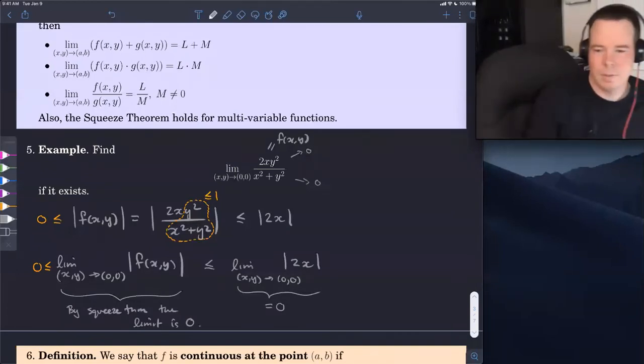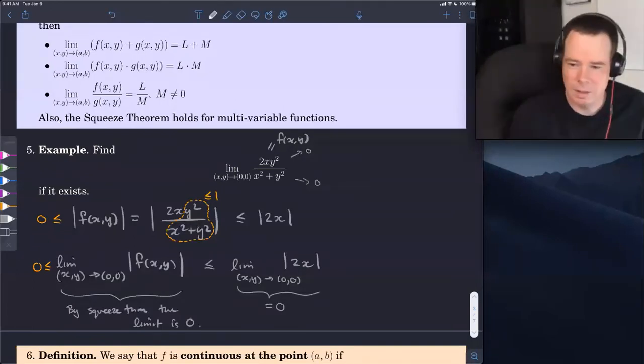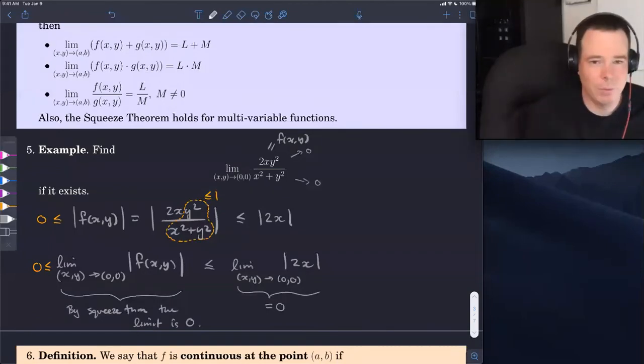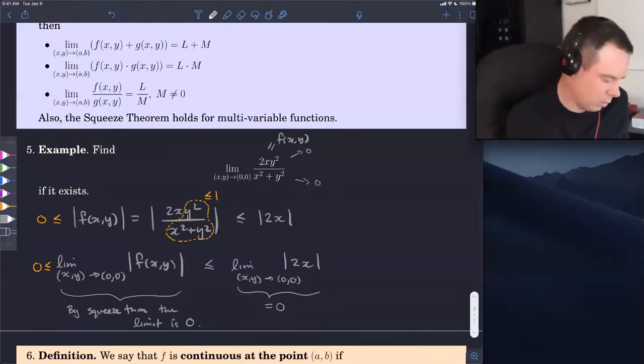So this is the most typical way of how we're going to evaluate the limit. We'll just try to analyze the expression, see if we can convert it to an upper bound that involves just a single variable. And we use the squeeze theorem because we can evaluate the limit of that single variable function.